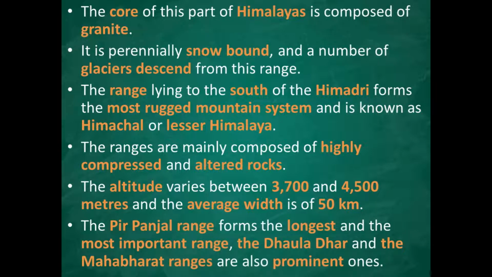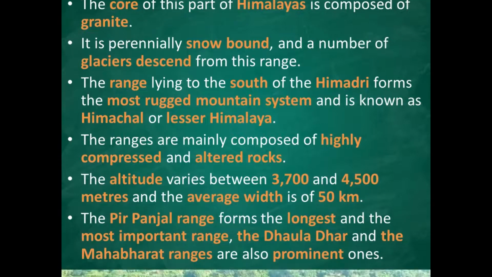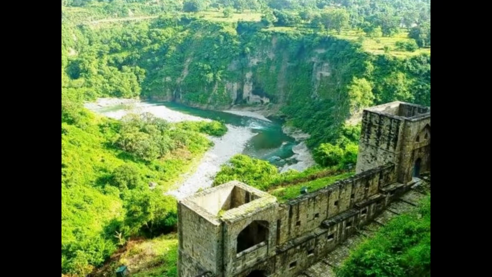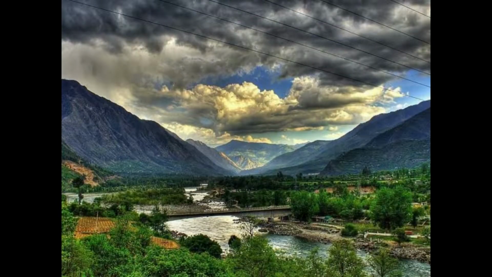The Pirpanjal range forms the longest and the most important range. The Dauladhar and the Mahabharat range are also prominent ones. This is the picture of Kangra Valley. It can be also known as Kangra Valley. This is the picture of Kullu Valley.